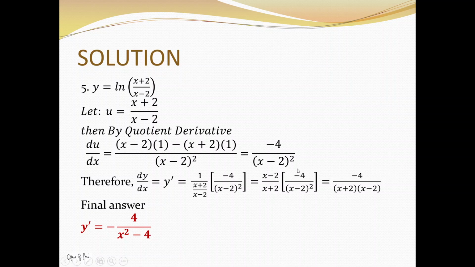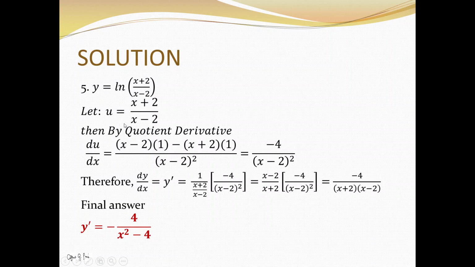Now for our next set of examples, wherein the given function is y equals ln of (x plus 2) over (x minus 2). As you can see here, our given u is a fraction or a quotient. Then, to find the derivative of this function, it is better to find the derivative of this u first. Then, using the quotient derivative, we can find the derivative of (x plus 2) over (x minus 2), wherein x minus 2 is our v or denominator and x plus 2 is our numerator or u.